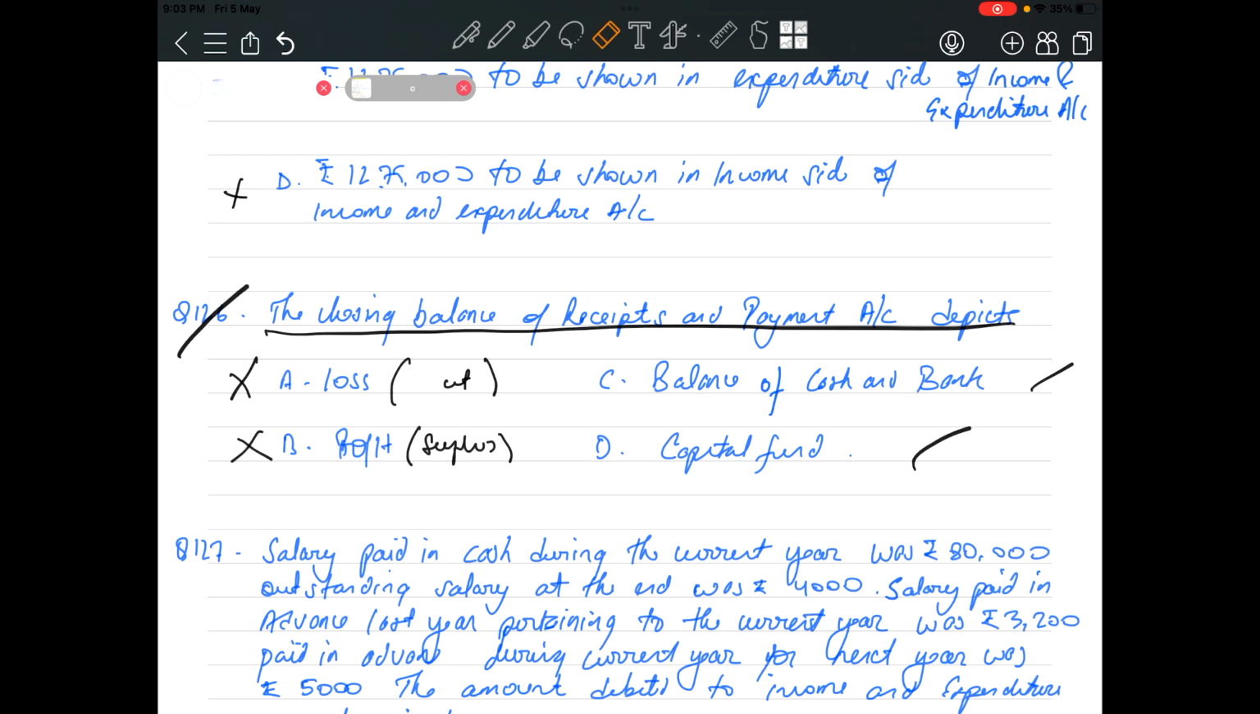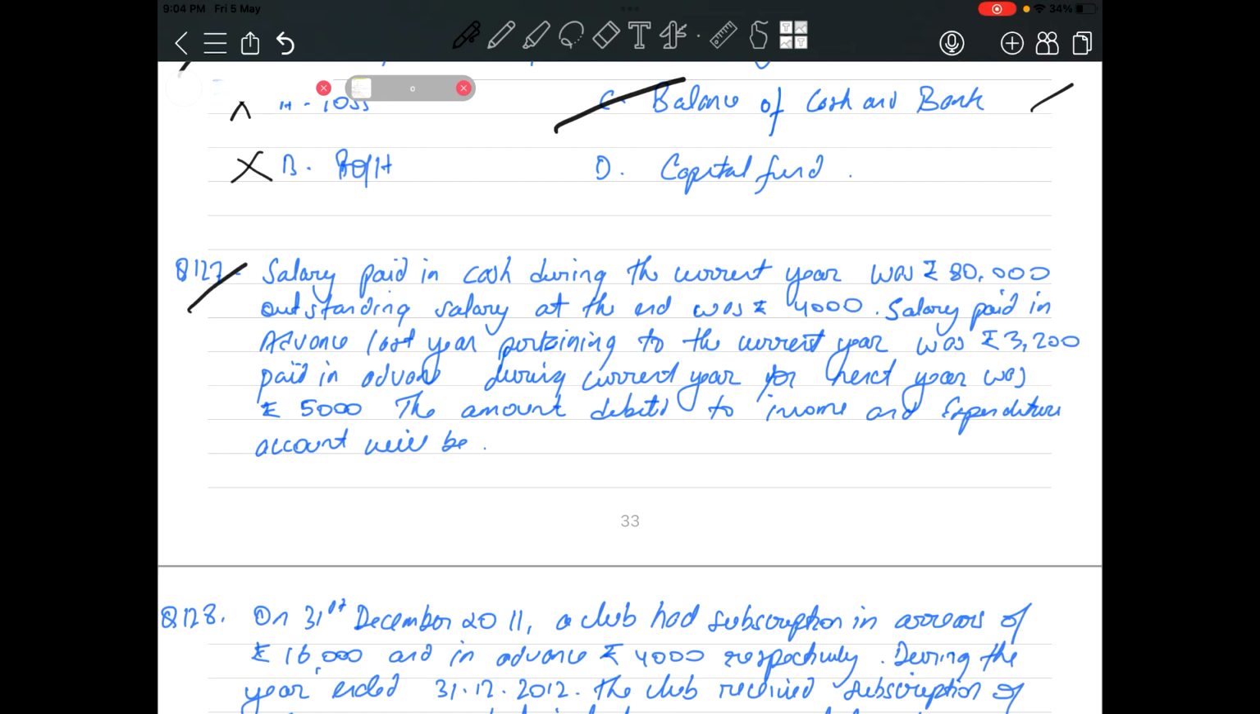So options A and B are not correct. The closing balance of receipt and payment account will never be a loss or profit. Will it depict capital balance? No, it will not. What will be the balance? It will be the balance of cash and bank. So the answer will be C. Now go to your class 11 textbook and look at the pro forma of the receipt and payment account. The closing balance will always be the cash and bank balance.